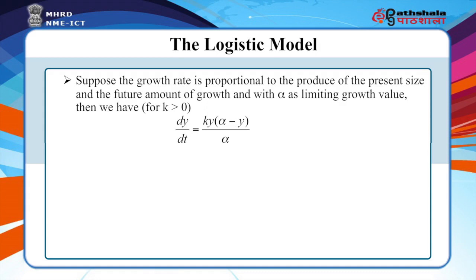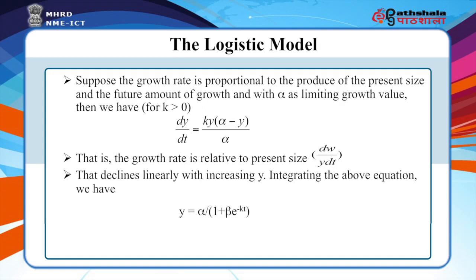Suppose the growth rate is proportional to the product of the present size and the future amount of growth, and with alpha as limiting growth value, then we have, for k being greater than 0, dy by dt is equal to ky (alpha minus y) divided by alpha. That is, the growth rate relative to present size, which is dy divided by y dt, declines linearly with increasing y.